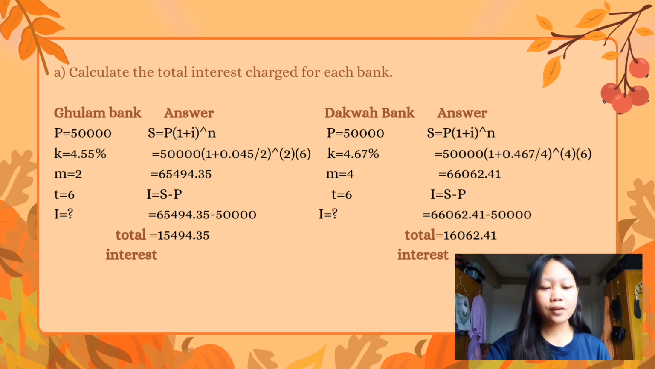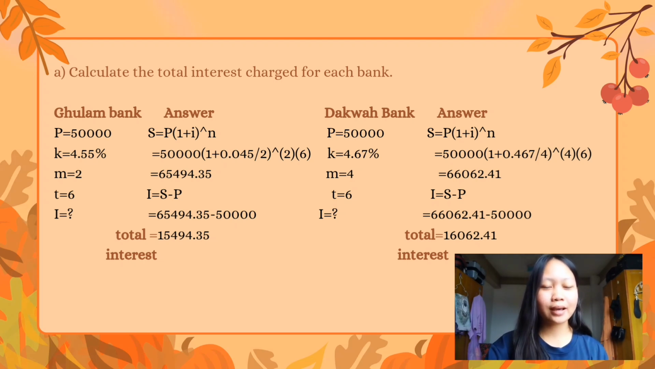After calculating it, it will be 65,494 and 35 cents. But it won't stop there because we have to find the total interest charge. So we use another formula, which is I = S - P. So it will be 65,494 ringgit and 35 cents minus 50,000, and the answer is 15,494 ringgit and 35 cents.